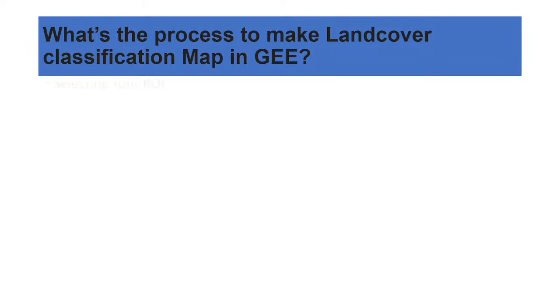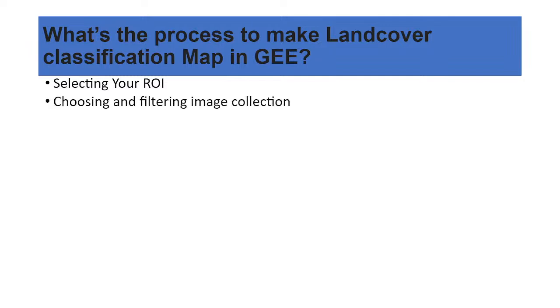So first of all, first step, you need to select your ROI, region of interest. Suppose you want to make the land use land cover classification map for Dhaka city. You can simply select your study area as Dhaka city or any specific boundary. So first of all, you have to select your region of interest, and then choose and filter the image collection.